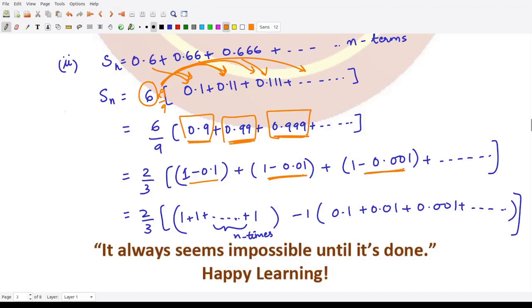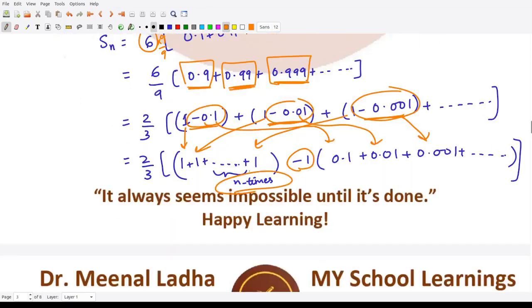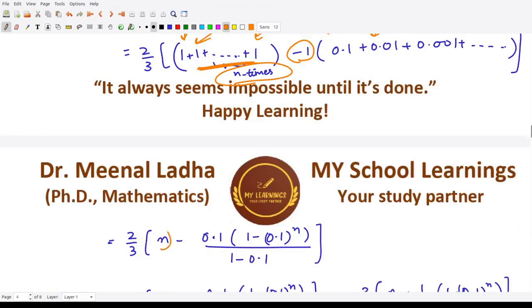So you can collect all the first terms in one bracket. All the terms are positive, so they can be collected, and we are writing it down n times. You can collect the second terms within another bracket. Each term is negative, so you can take the negative outside, and then each term would be 0.1 plus 0.01 plus 0.001 and so on. You see 1 added to itself n times would give you n, so you have n here.